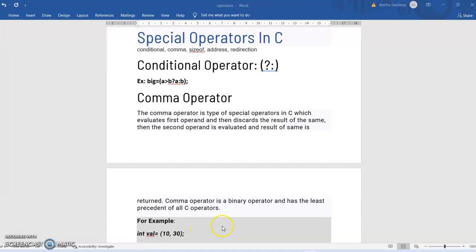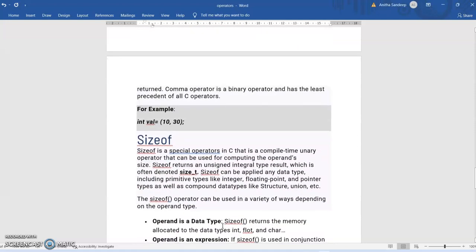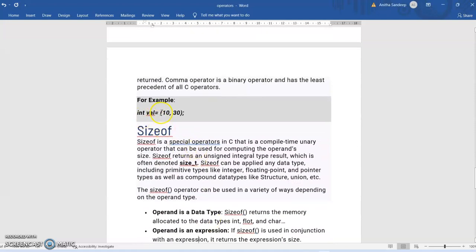Suppose example, if I have integer val equals to bracket 10 comma 30, then if you print the value of val, it prints 30. So if this bracket is removed, then you'll be getting an error because it declares integer val as 10 and 30 as a variable name, which is an error. Next is a sizeof operator.